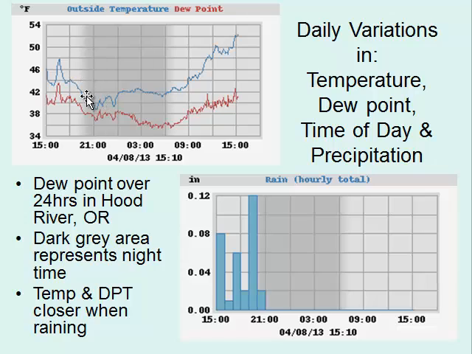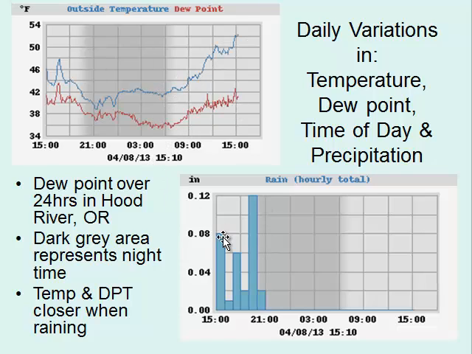So we see what we expect based off of last week's material, that we have cooler temperatures at night, warmer temperatures during the day because the surface of the earth is heating up. We see change in dew point here. As our temperature increases, our dew point is going to increase.